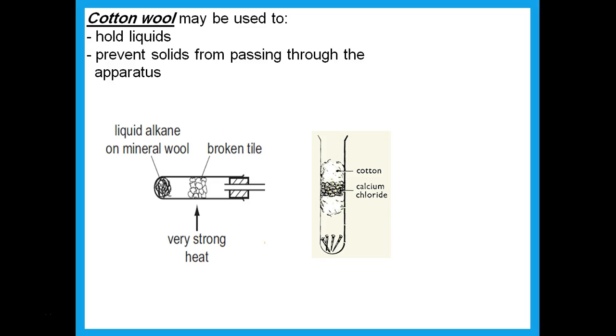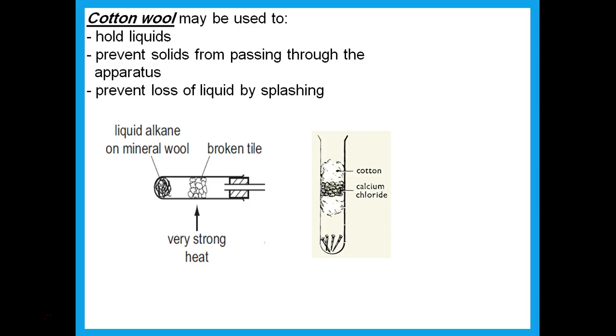So for example, this is an apparatus. I have solids in them. I don't have a liquid or anything, so I have a solid. Why do I have a piece of cotton in there? This is just to prevent any of these solids from going through the apparatus into whatever I'm collecting.